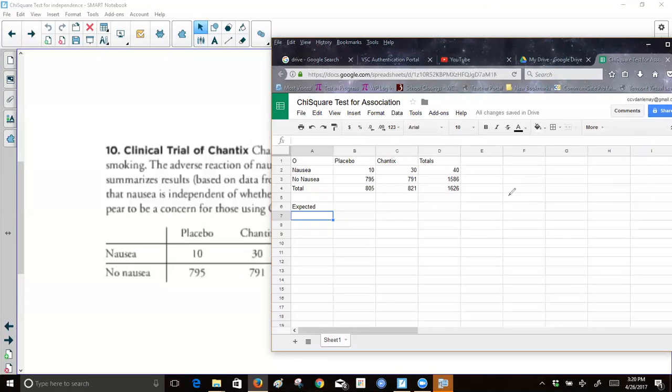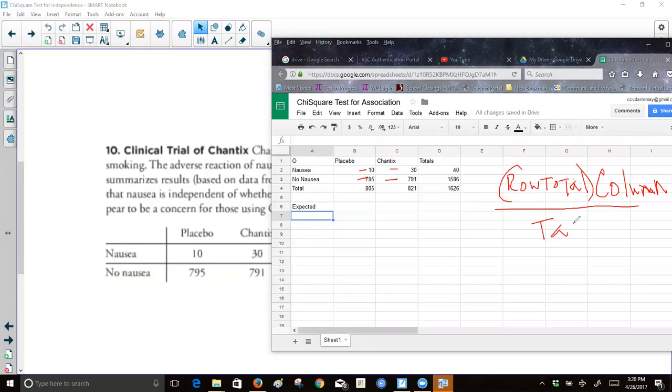What you do to fill in any one cell, and we've got 4 expected values that we have to calculate because there's 4 in our two-way table, is you take the row total times the column total. I'm going to run out of room. Divide that by the table total. That's how you calculate the expected value.